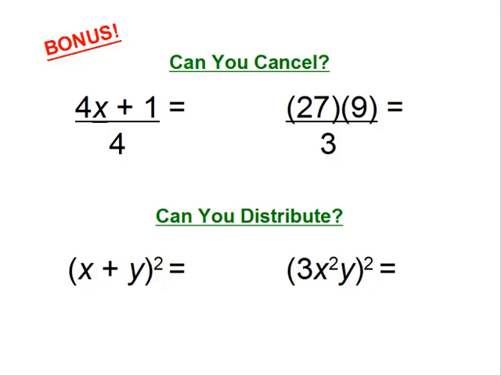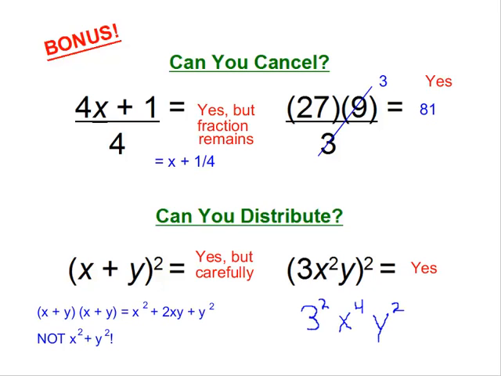Well, the answer is sort of yes and sort of no on some of these, or maybe more of a qualified yes. It's a straight up yes that you can cancel 9 with 3 in the example in the upper right. This clearly cancels out. This is an unqualified yes. Also an unqualified yes in the bottom right. Can you distribute this exponent? Yeah.